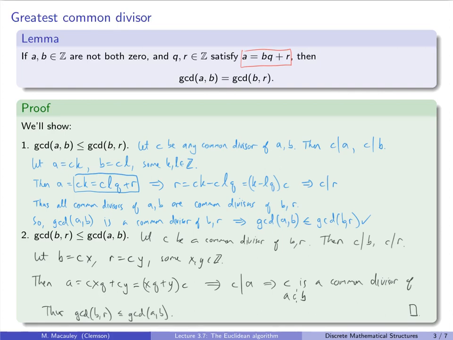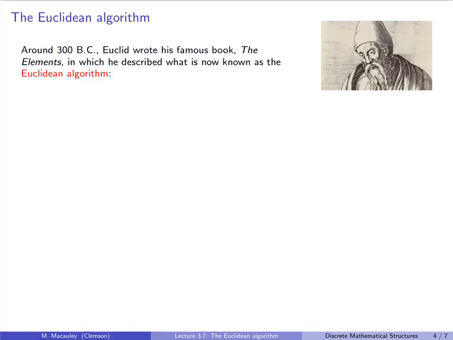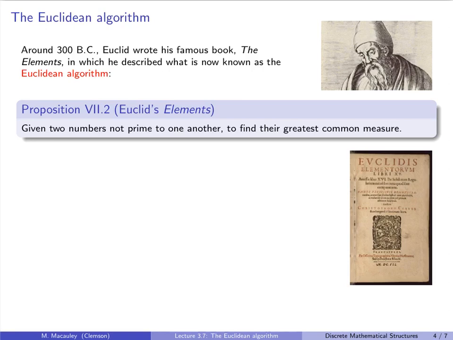Okay, let's move on. Let's once again return over 2,000 years ago to the ancient Greeks and revisit Euclid. Remember, we saw him when discussing axioms of geometry, but now something else that he did around 300 BC in his famous book called The Elements. He described what is now known as the Euclidean algorithm. And this, in his own words, was: given two numbers not prime to one another, to find their greatest common measure. So he called it measure, and he phrased it in a way that sounds funny to us today.